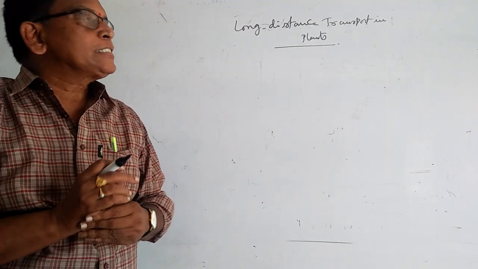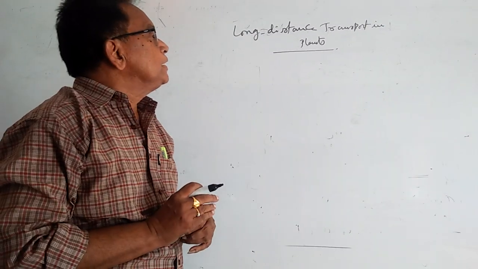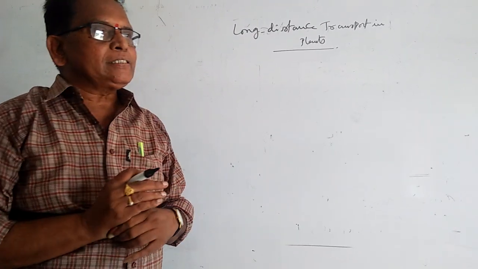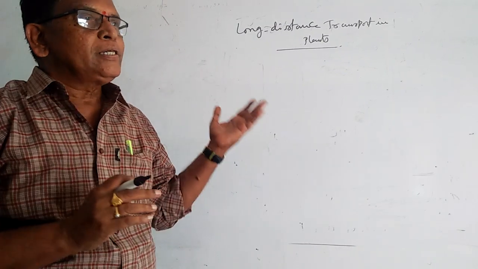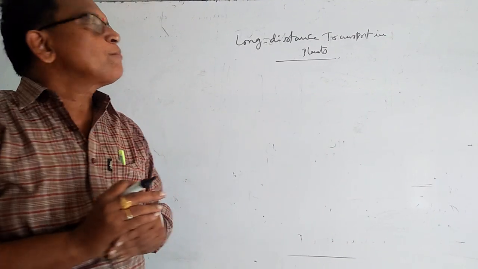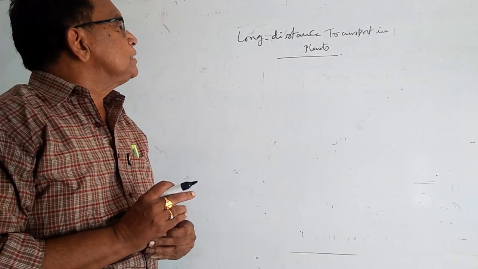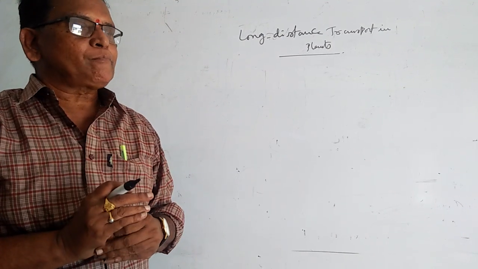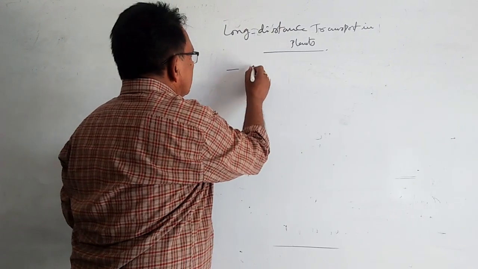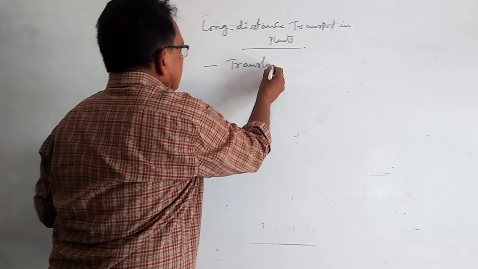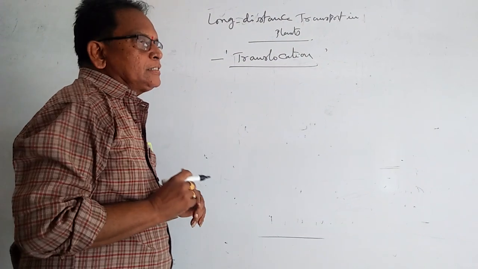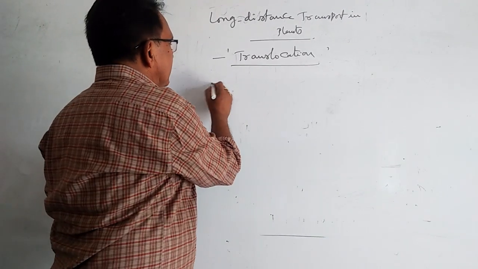So far we have discussed the short distance transport in plants. It normally takes place with the help of diffusion, imbibition, osmosis, and many other aspects that we have discussed so far. Another important aspect is long distance transport in plants, and this long distance transport is also called translocation, because plants require water.